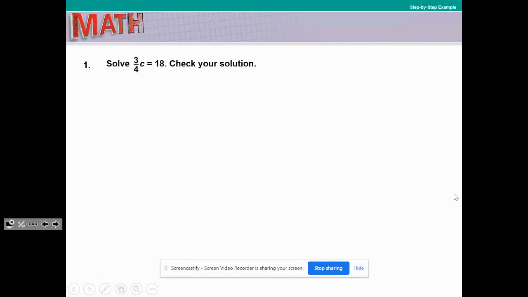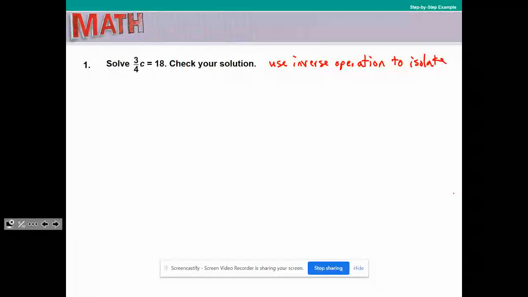Here's our first equation. You're going to have to slow it down because I'm going to go through it pretty quickly. We have 3/4 C equals 18. What could C be? How can we figure it out? I like to say this: use inverse operations to isolate, or get by itself, the variable. We're isolating that variable. We're getting it by itself. So how can we do that?